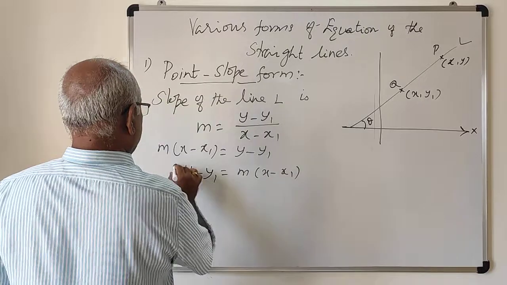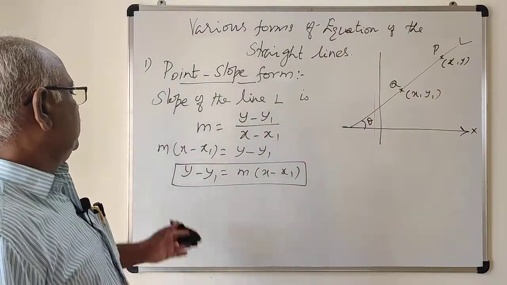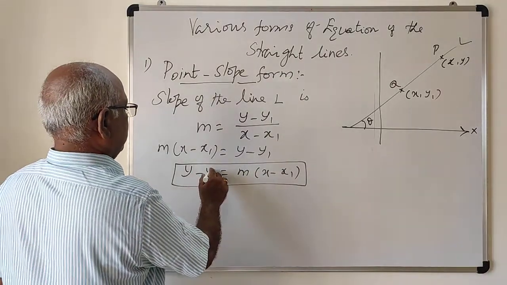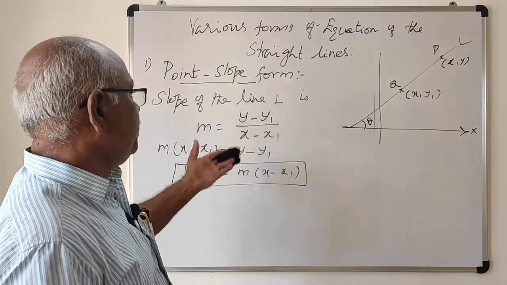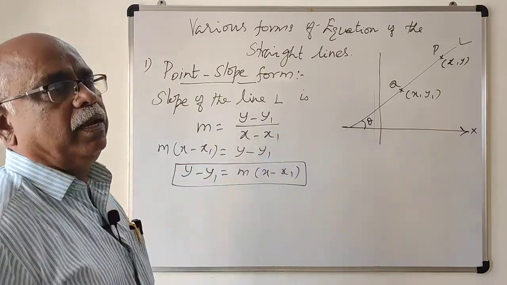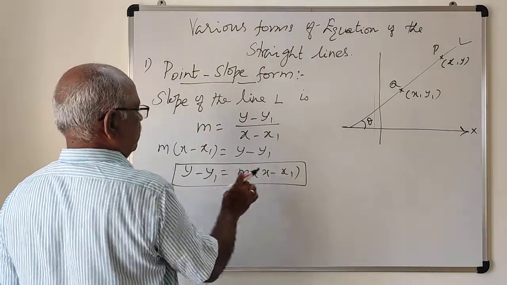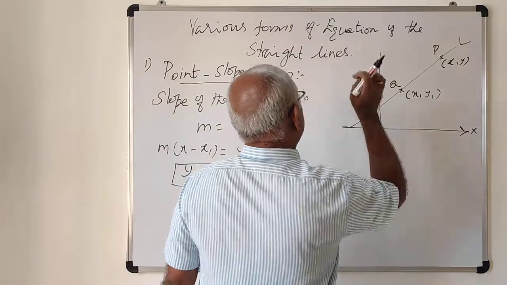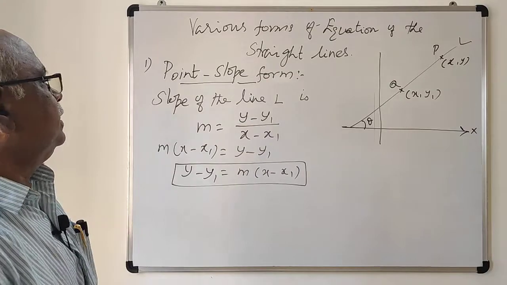So m is the slope of the line, and (x1, y1) is any point on the line. So this is the point slope form of the line: y minus y1 equal to m into (x minus x1), where m is (y minus y1) by (x minus x1). The point is (x1, y1) and the slope is m. That's why it is called point slope form. The slope is the tan value of the angle made by the line with the positive direction of the x-axis.